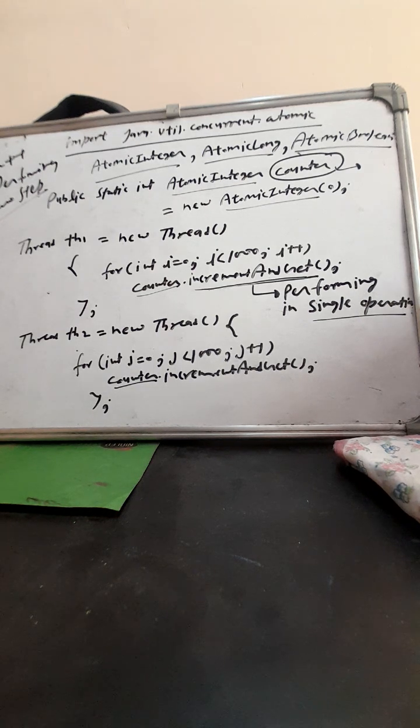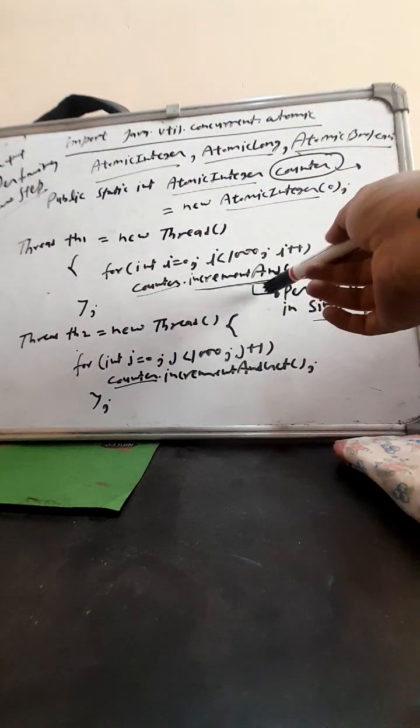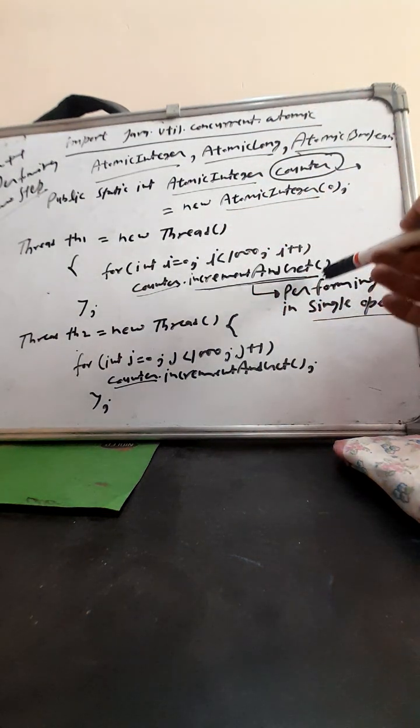So basically this counter variable is thread safe. We don't need to use a synchronized block here. If you use a synchronized block to perform the same thing, of course we can, but performance-wise it will be slow. So instead of using the synchronized block, we will be using AtomicInteger, AtomicLong, or AtomicBoolean according to the requirement, and we have the incrementAndGet method, performing a single operation on the counter variable.